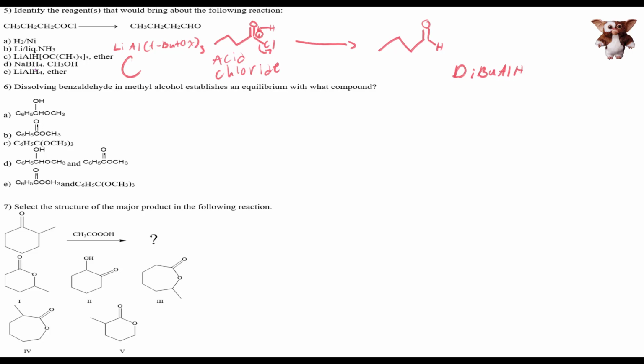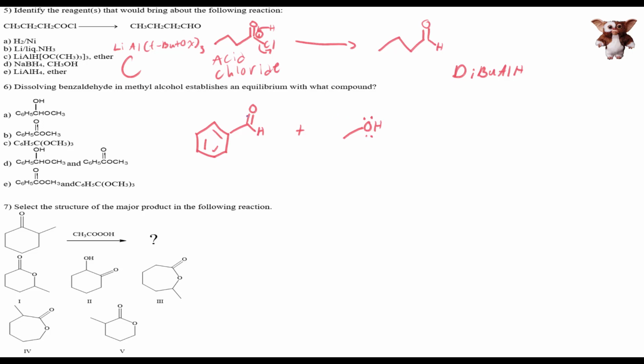So it's cool. Dissolving benzaldehyde in methyl alcohol establishes an equilibrium with what compound? So benzaldehyde is this compound. We have an aldehyde structure, so there's a carbon right here, a hydrogen, and this guy. And then we're going to be reacting it with methyl alcohol. It's kind of a fun reaction, I would say. So here's a methyl alcohol.